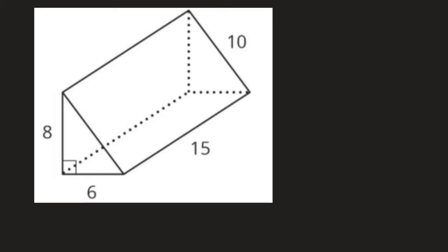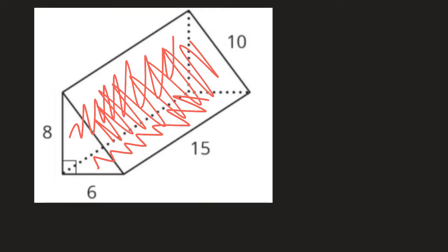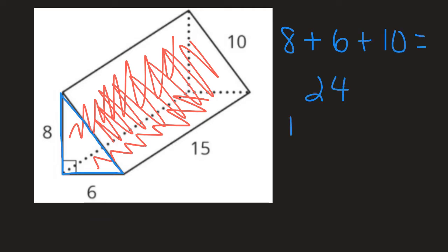To start, we're going to find the area of these three outside faces. And the easiest way to find that is to do the perimeter of the base, which is 8, 6, and 10. So 8 plus 6 plus 10 gives you 24. That right there is the perimeter of the base.